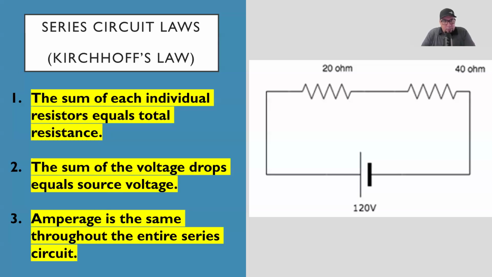Now, the last of Kirchhoff's laws: amperage is the same throughout the entire series circuit. Let's determine amperage in the circuit real quick. We have 120 volts and 60 ohms of total resistance. 120 divided by 60 gives us 2, and that is 2 amps. If we measure amperage at the power side of the circuit, right as it comes out of the battery, we will measure 2 amps. If we measure amperage between the two resistors, we will also measure 2 amps, according to the law.